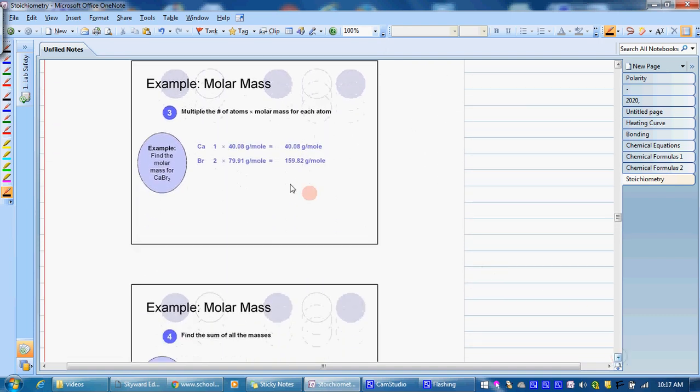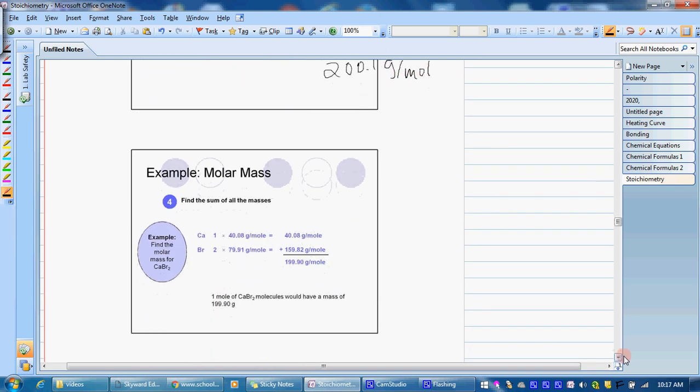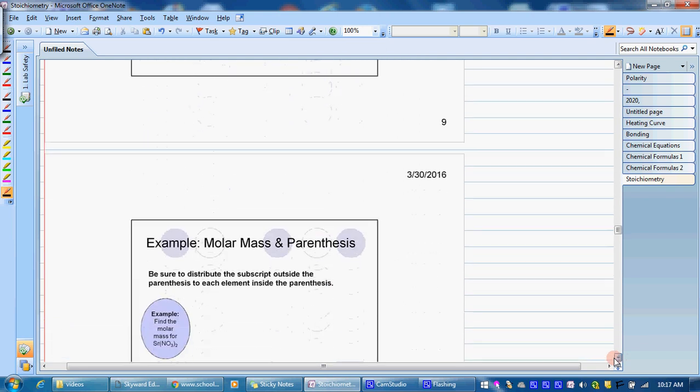Okay, so we got our 2 masses here. We would have, rounding it, we would have 40.1. And here we would have 160.0. Okay, add those up and we get 200.1 grams per mole. Okay, so you just add those up to get your final answer. And that's how we deal with molar mass.